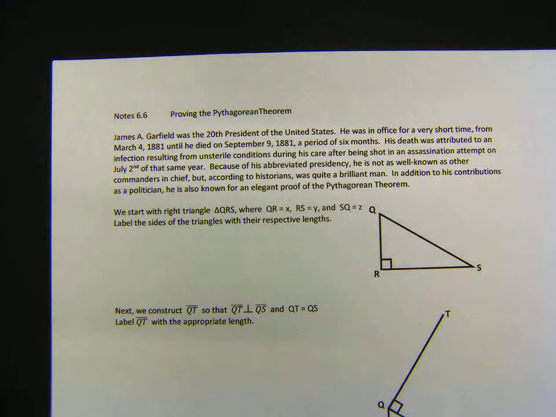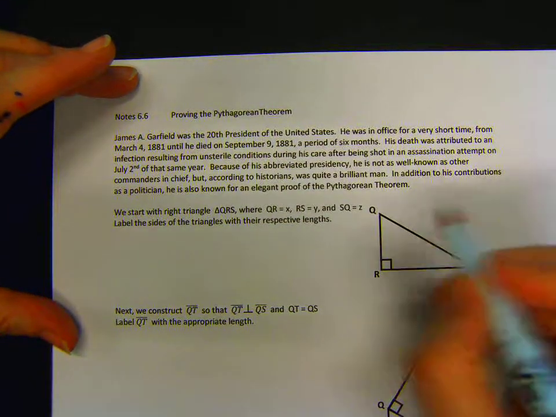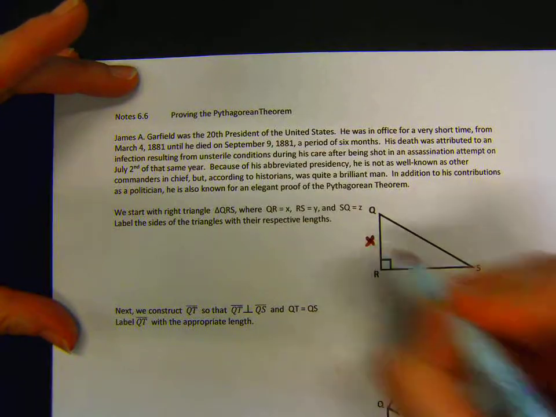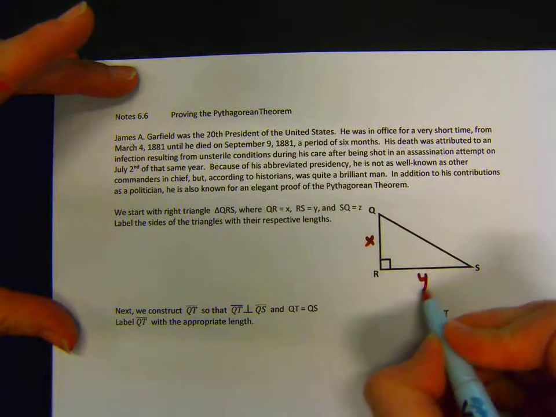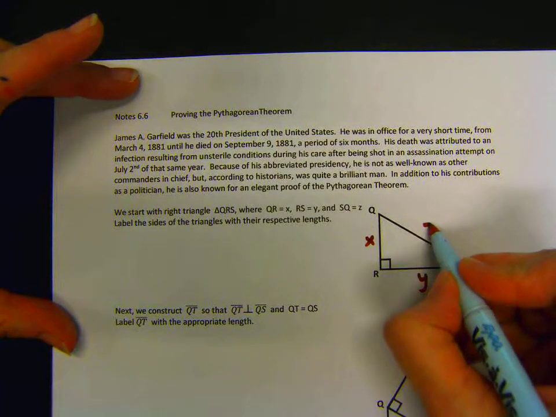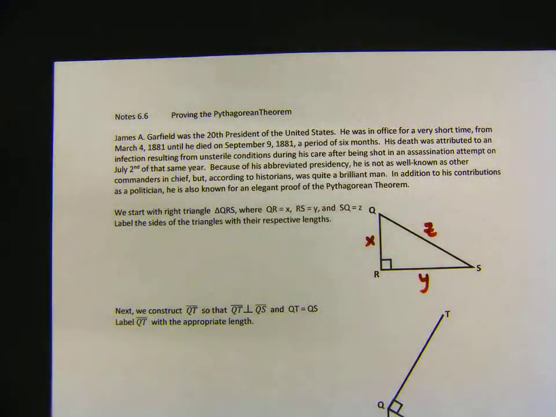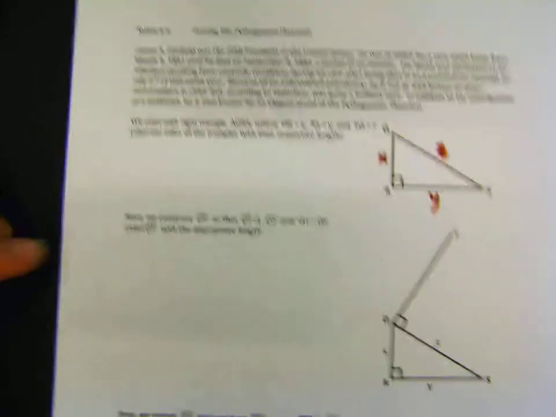This first step says we start with the right triangle QRS, where QR equals X, RS equals Y, and SQ equals Z. Label the sides of the triangle with their respective lengths. Thank you, Susie, for reading that for us. Now I'm going to label QR as X, RS is Y, and SQ is Z. Perfect. Okay. Joseph, read this next part.